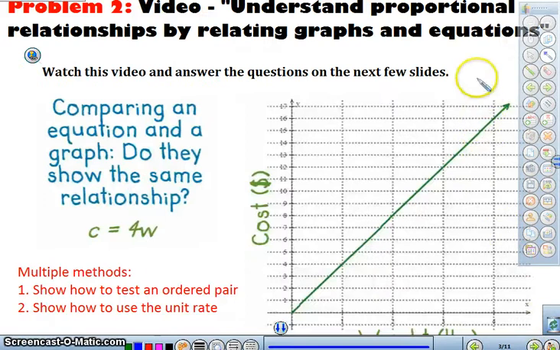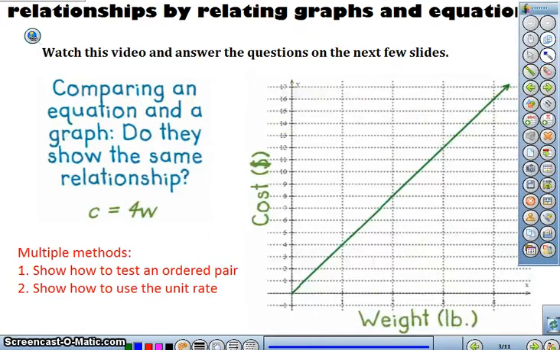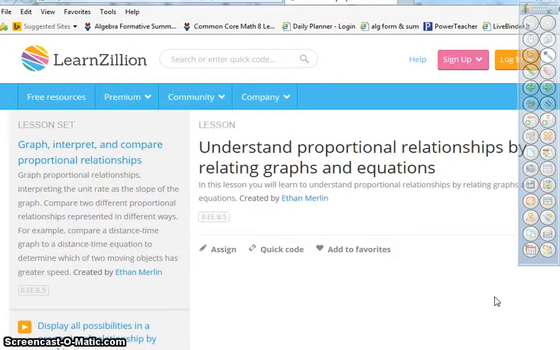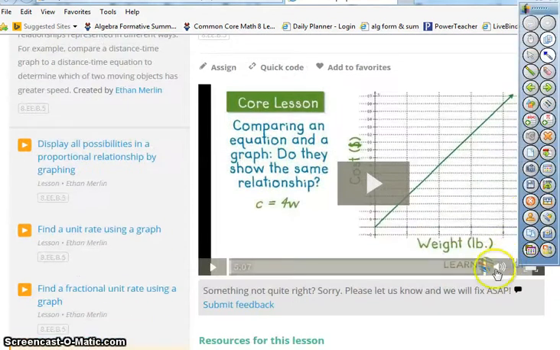Now, this next one, understanding proportional relationships, again, we're going to watch this video. And as you do this video, what you're going to notice is it goes on to this page and the bottom page in your notes, the next page in your notes. So, comparing the equation to the graph, do they show the same relationship? And so we're going to be looking at the costs again and the dollars. So I'm going to start the video for you. And as you look at this video again, keep in mind that you're trying to answer the questions as you do so.